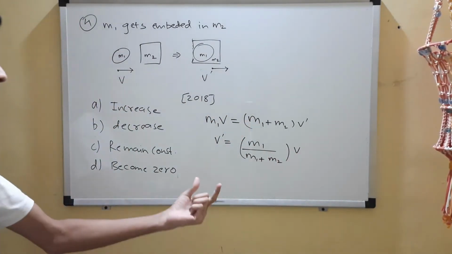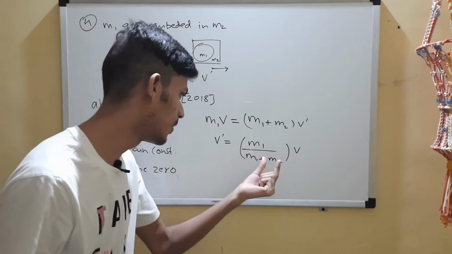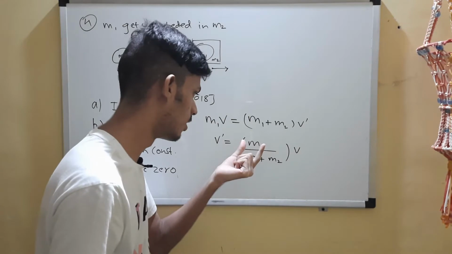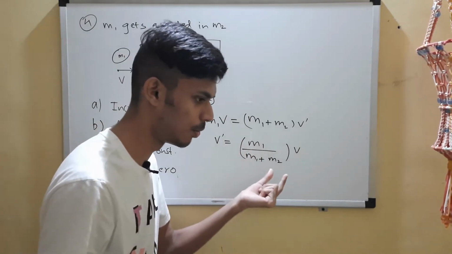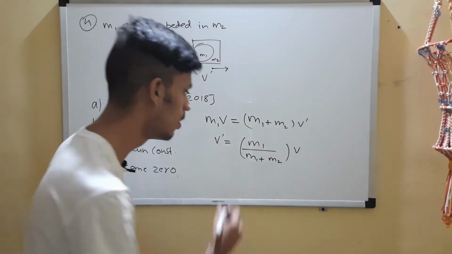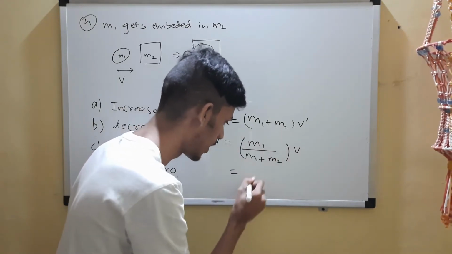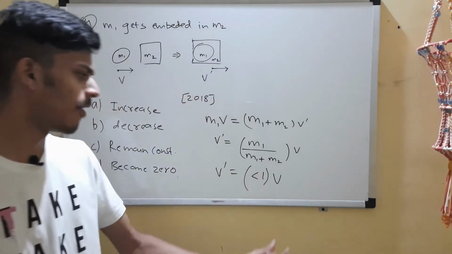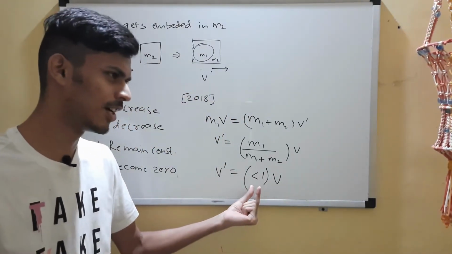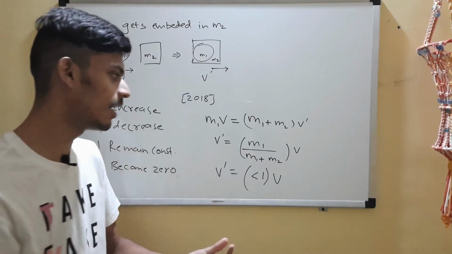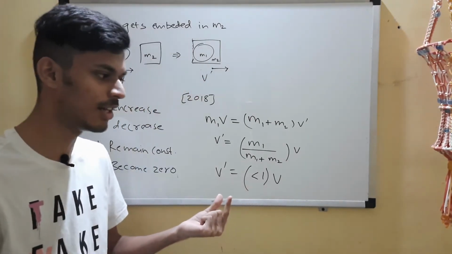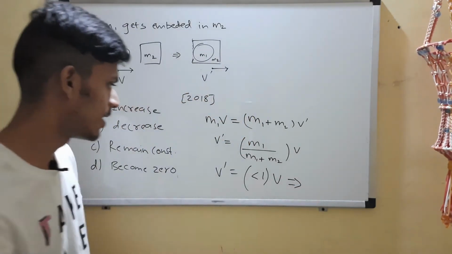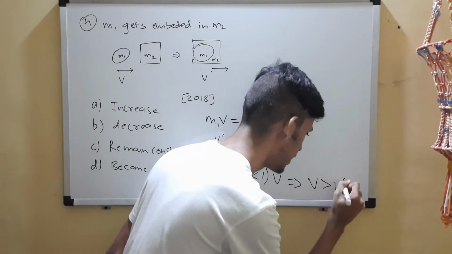So basically you can see that this value m1 upon m1 plus m2 will be less than 1. Of course the numerator m1 is obviously less than m1 plus m2, which means this will be a proper fraction and its value will be less than 1. So you have to multiply v with a number less than 1 to get v dash. So this implies that v is greater than v dash, right?